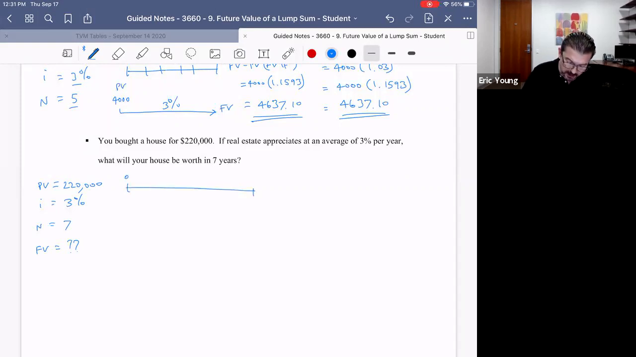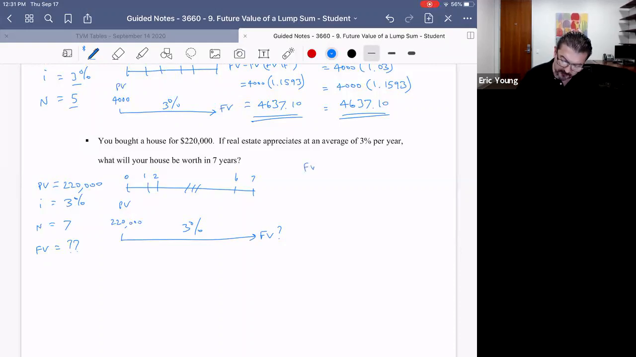You could theoretically, if you chose, map out a little timeline. You can say right here, our present value of our house is $220,000. 1, 2, up to 6, 7 years from now, if you push that forward over time at 3%, what will it be worth? And that's how you solve it. We can go a couple ways. Let's do the formula way, then the factor table way.